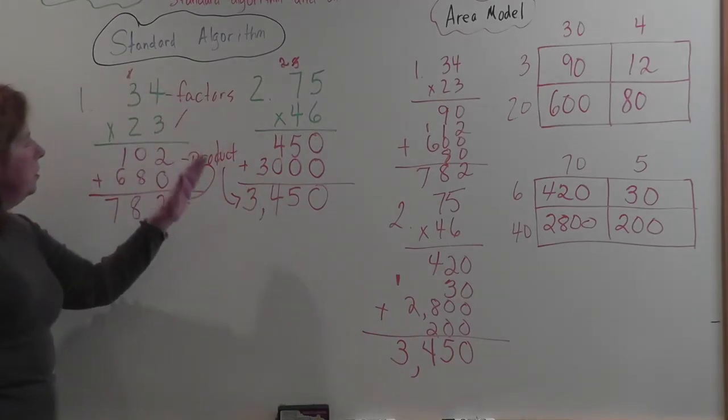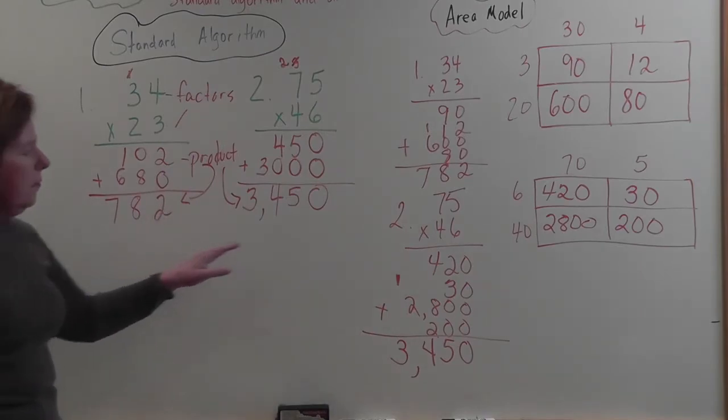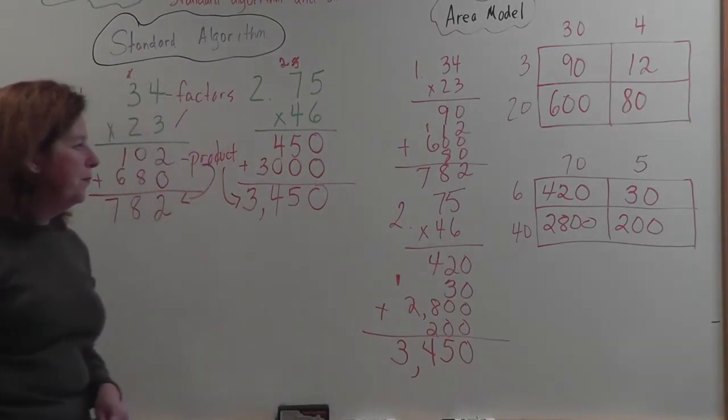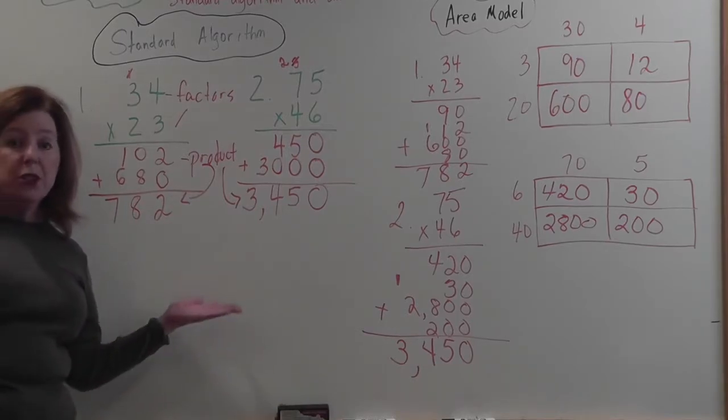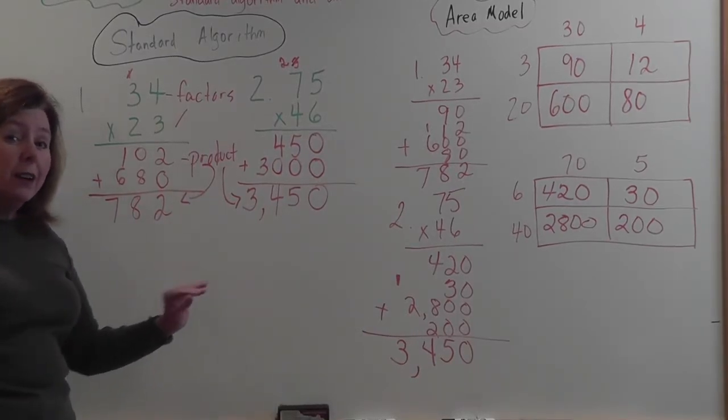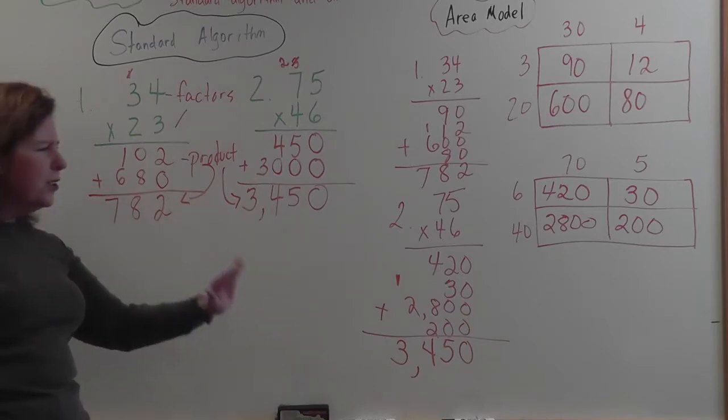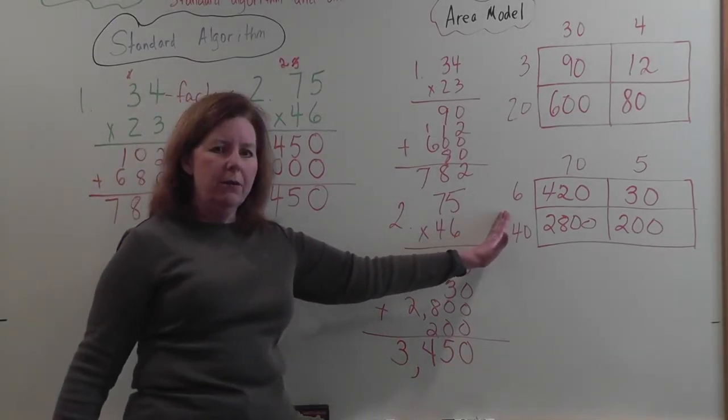So now I showed you the standard algorithm way and the area model way. Now, which one do you prefer? Do you prefer this way? Or do you prefer this way? Which is easier for you?